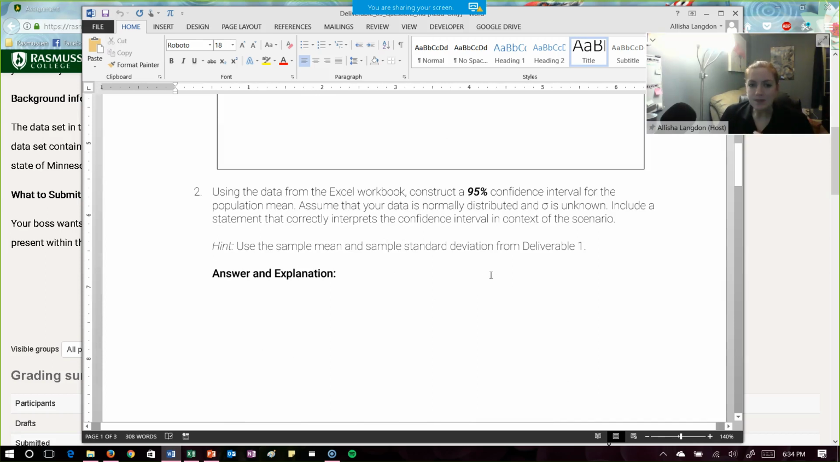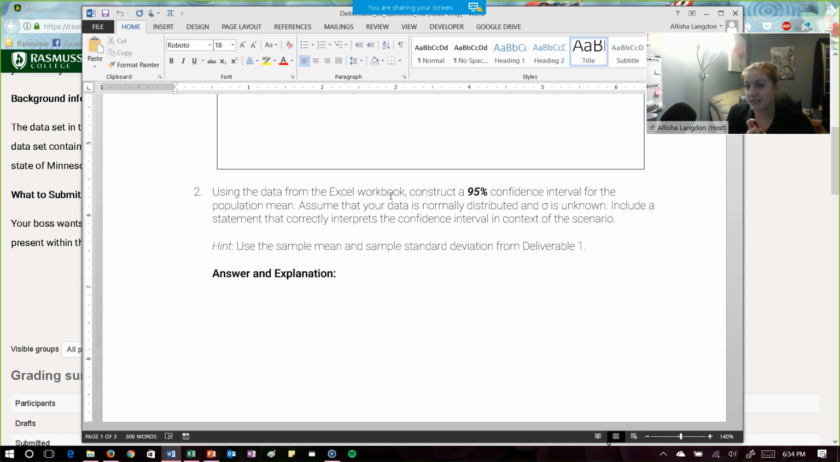So number 2, using the data from the Excel workbook, the one you downloaded, construct a 95% confidence interval for the population mean. Assume that your data is normally distributed and your population standard deviation is unknown. You don't know what it is. Include a statement that correctly interprets the confidence interval in context to the scenario.